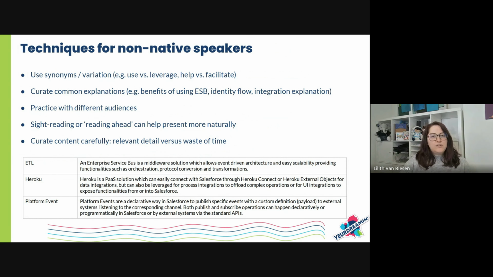So instead of using use, think leverage. Instead of saying help, maybe facilitate. These kind of things can make your vocabulary more expansive and allow a lot more variation in your explanations as well.